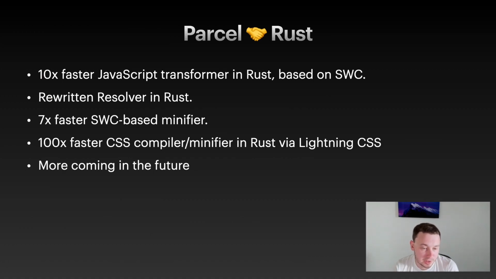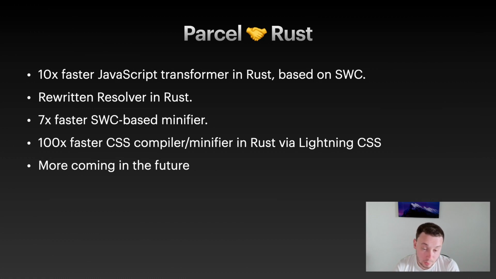Parcel has also improved its performance a lot since 2020. In 2021, we rewrote our default JavaScript transformer in Rust on top of SWC, replacing the Babel-based implementation. This includes the dependency parser, tree shaking implementation, transpiler for JSX and TypeScript, and development features like React Fast Refresh. This resulted in 10 times faster builds overall.